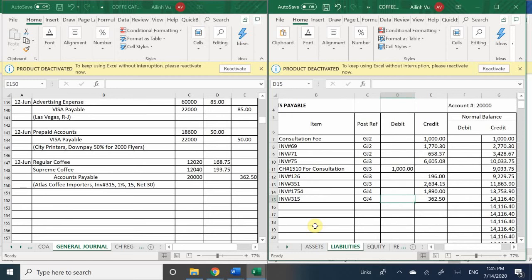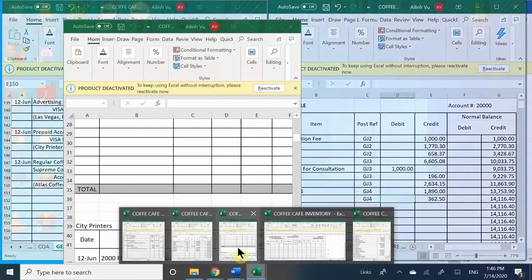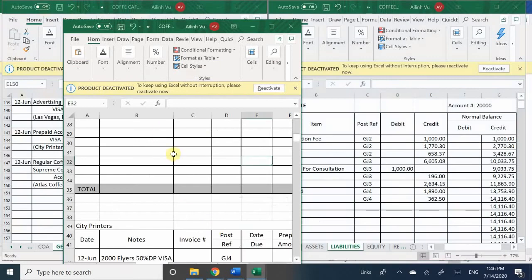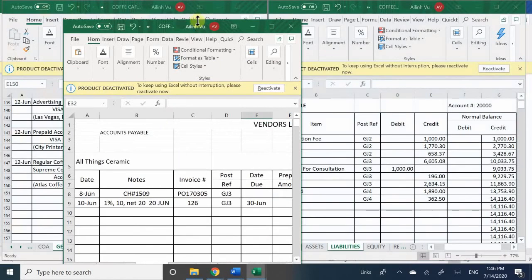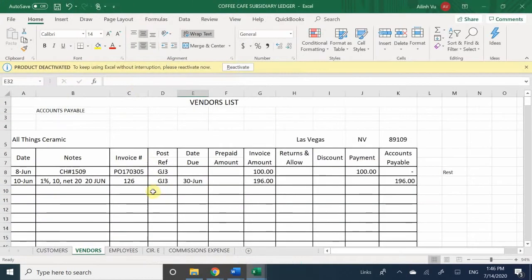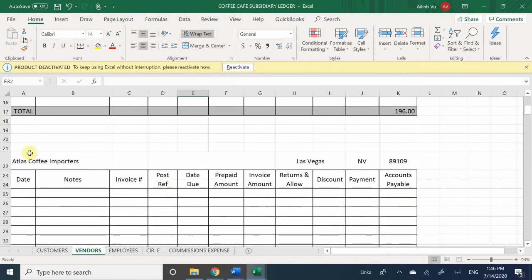So once we've finished that, where do we need to go next? To the next subsidiary account. Yes, we've got to update the subsidiary account. So here is my subsidiary ledger. I'm going to make it big. Okay, so we got this from Atlas Coffee, so let's make sure we go to Atlas Coffee Importers.